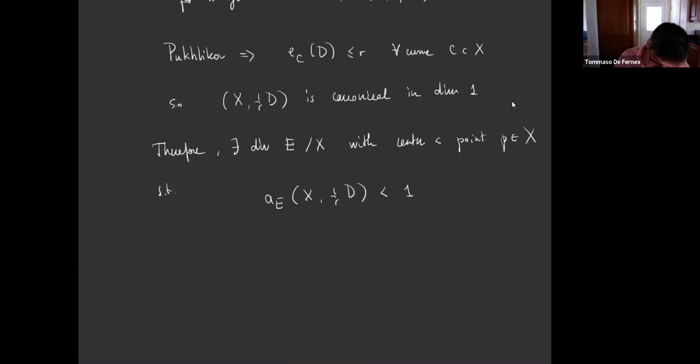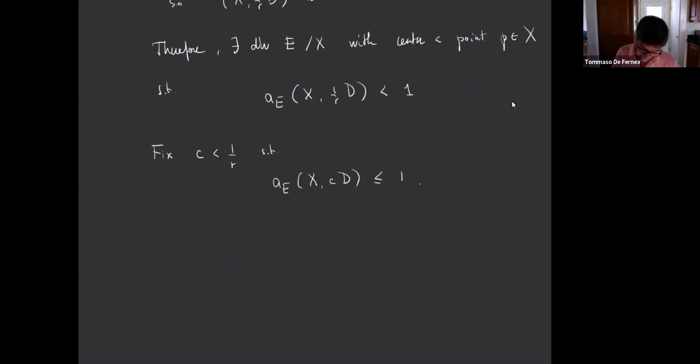Okay. So what I'm going to do now, it's convenient, I fix a coefficient c slightly smaller than 1 over r, such that the log discrepancy of (X, cD) is less than or equal to 1. For instance, I can take c to be the canonical threshold. I didn't define the canonical threshold, but I think you can guess the definition. And in which case, maybe I will have it equal to 1. But I want to use the fact that c is less than 1 over r.